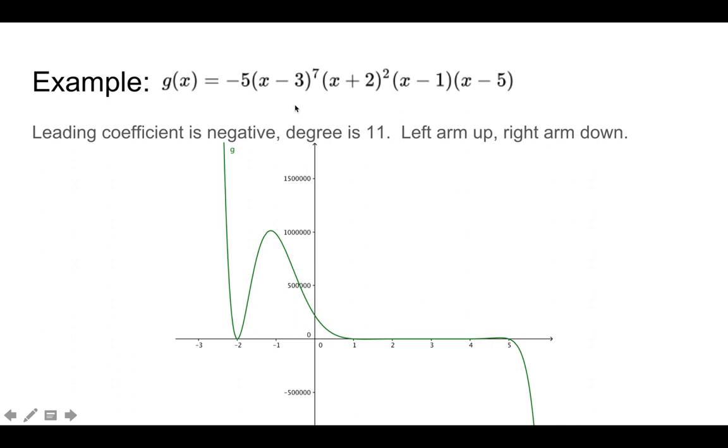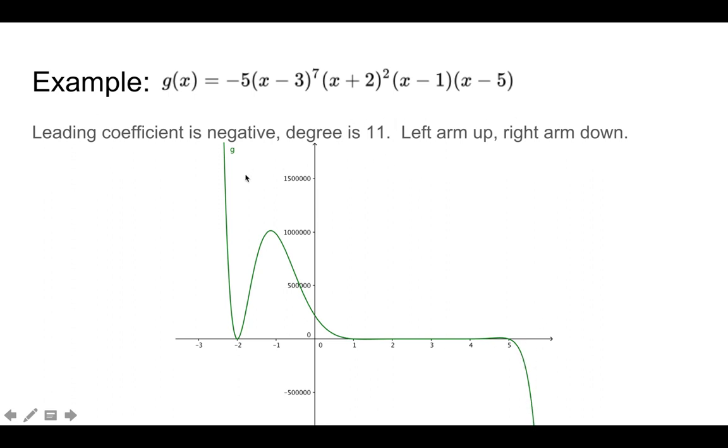Here's another example. We have a negative leading coefficient. We have to count our degree here. We're in factored form, so we have to add up all our little exponents. The degree is not 7. It's 7, 8, 9, 10, 11. That's an odd degree with a negative leading coefficient. The left arm goes up and the right arm goes down.